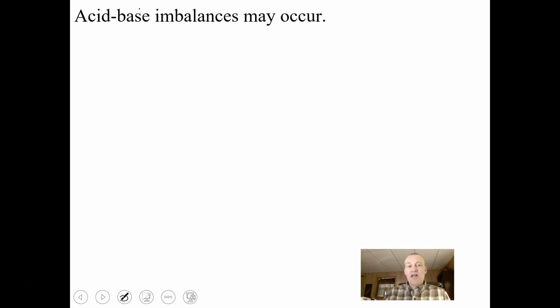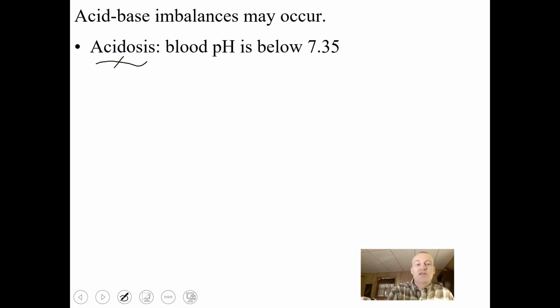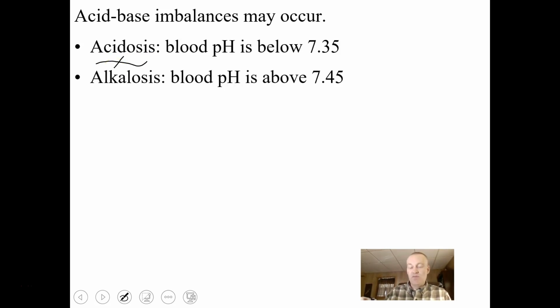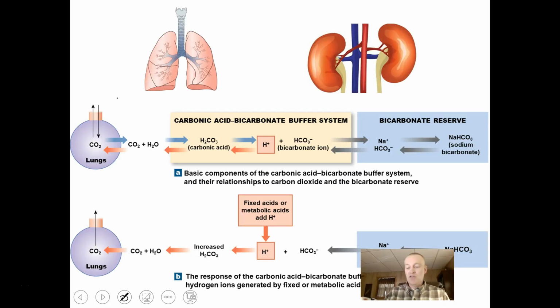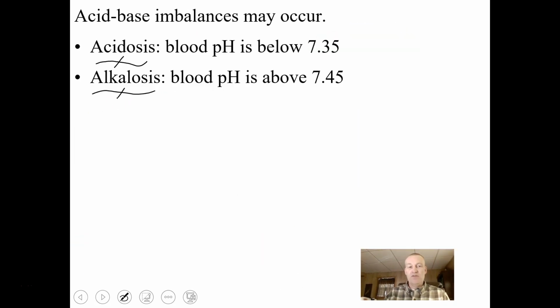So acid-base imbalances may occur in what we call acidosis. That's where the blood pH is below 7.35. It can occur in alkalosis, where the blood pH is above 7.45. So we do have imbalances that occur all the time. Typically, acidosis is more common because the body is constantly making acids in the breakdown of food that we eat, and it's constantly losing base in our feces.